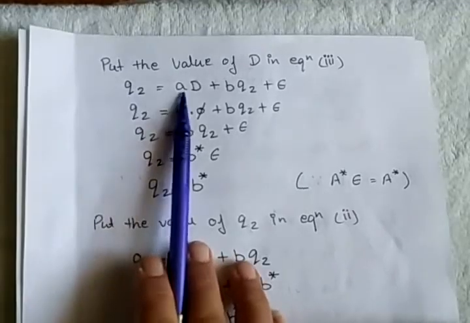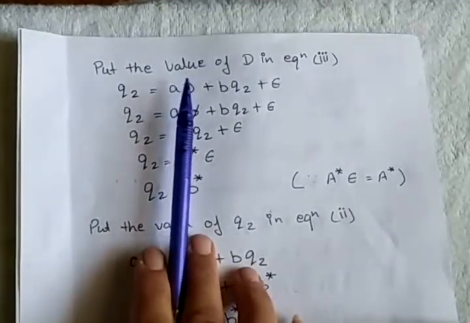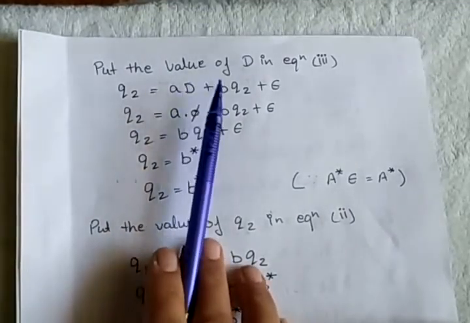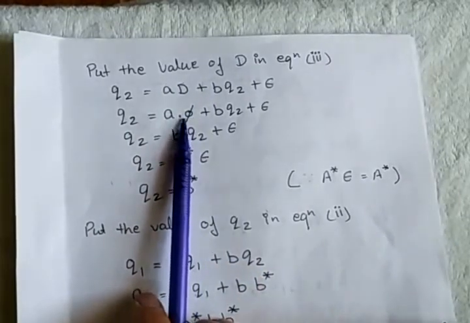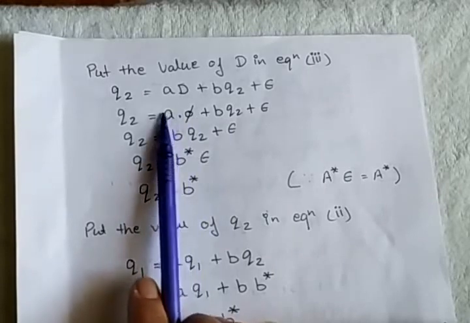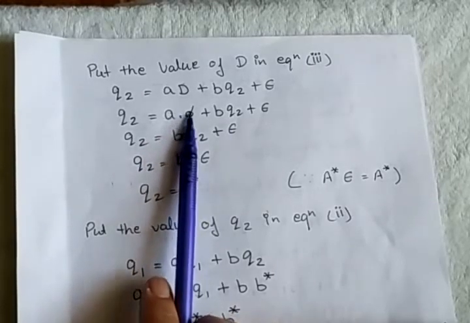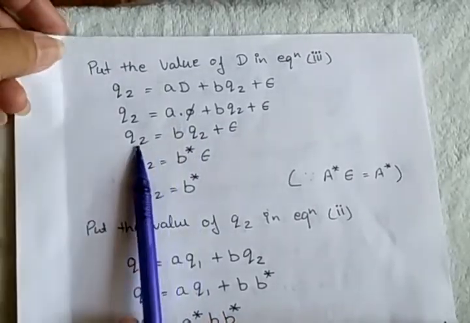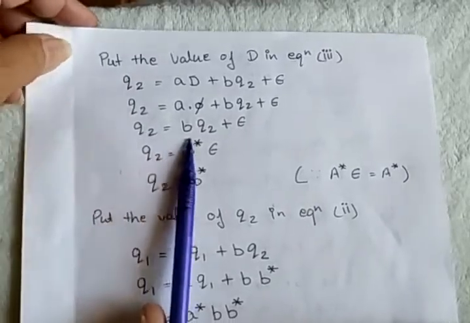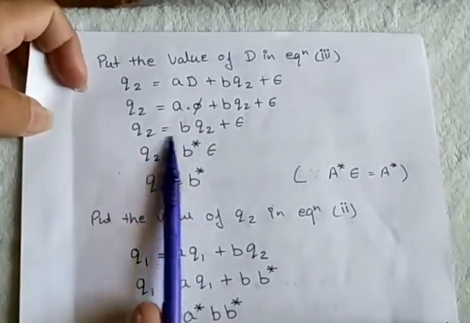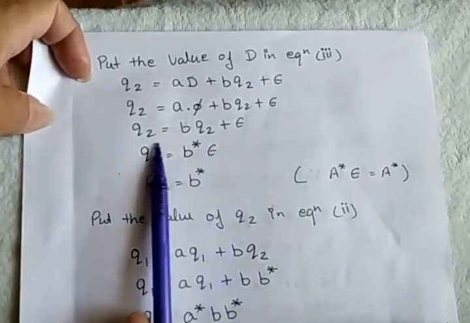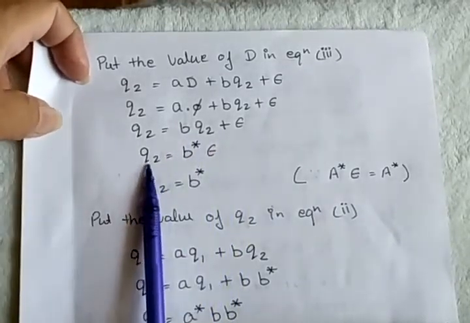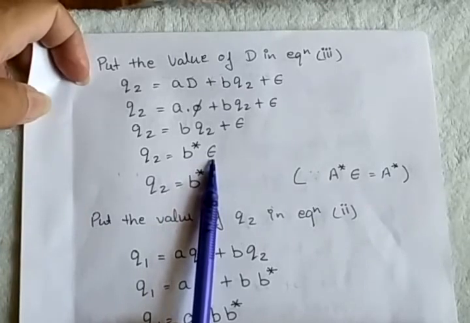Q2 is equal to AD plus BDQ plus epsilon. Now put the value of D here. This is phi. Now this entire term will become phi only. Then the equation will be this. Again, it is in the form of x is equal to ax plus b. Then the solution will be a star b. So we will be having Q2 is equal to b star epsilon.